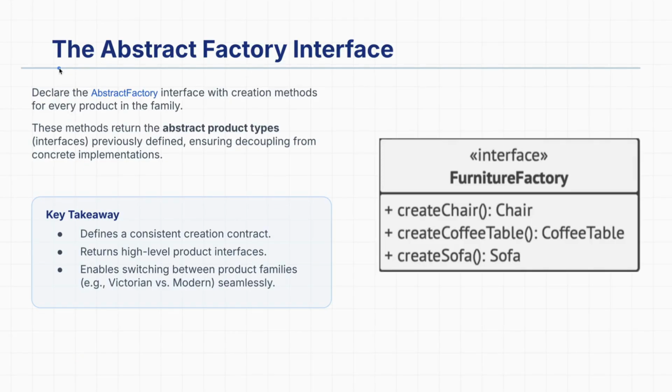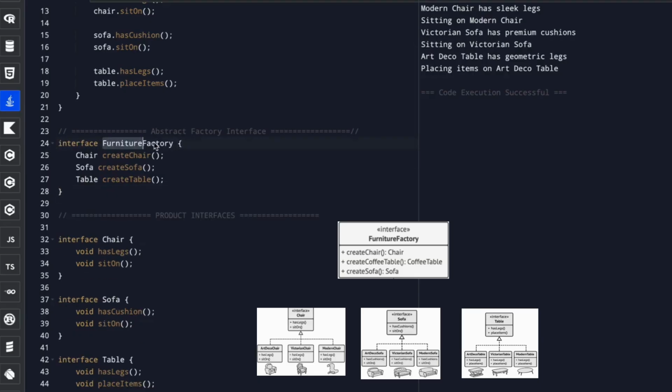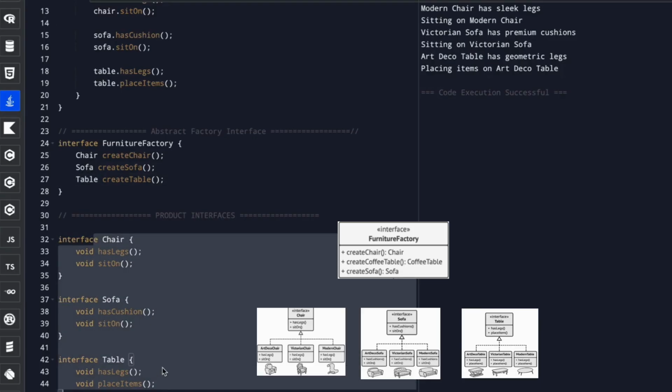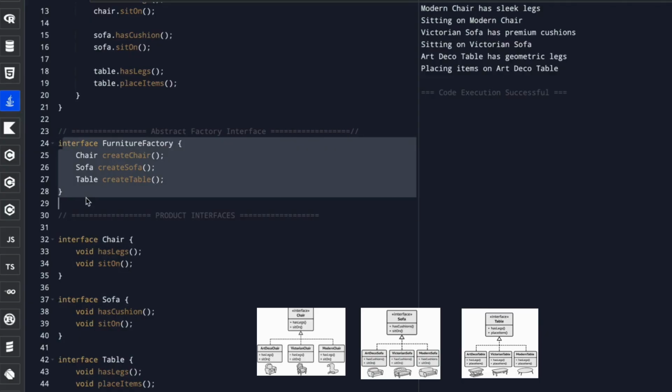In this step, we create an abstract factory. This is simply an interface that defines how a group of related objects should be created. Now let's create the code for this abstract factory. We create an interface called Furniture Factory. Inside this interface, we define three methods: create chair, create sofa, and create table. Each method returns an interface type. Chair, sofa, and table are all interfaces. So this abstract factory only defines what objects will be created, not how they are created. So with this, we have completed step 2.